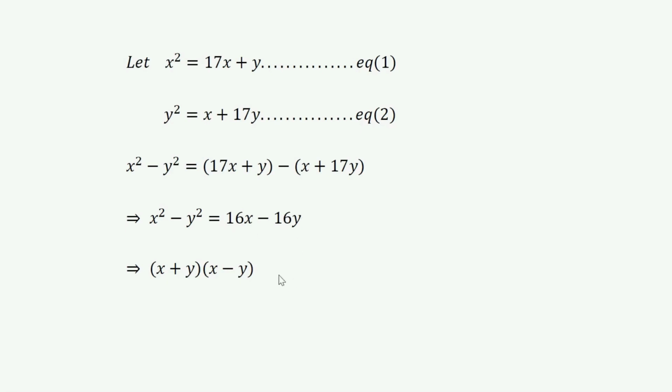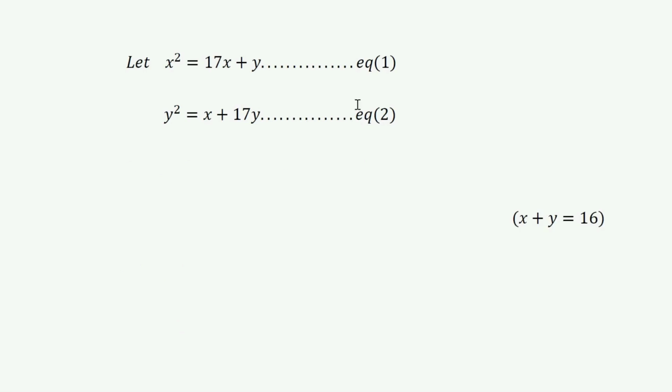Then we get (x plus y) times (x minus y) equals 16 times (x minus y). We know x is not equal to y, so x minus y is not equal to 0, so we can divide by x minus y. Then we get x plus y equals 16.